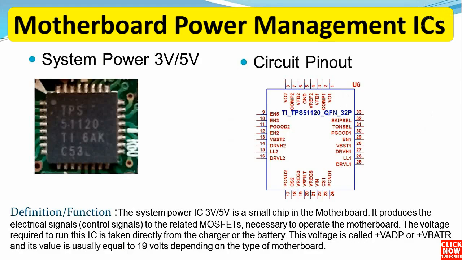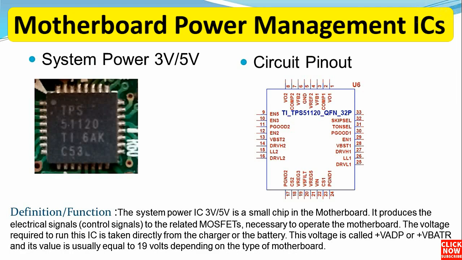Now we're going to see the second IC, the system power 3-volt, 5-volt. The model of this IC is TPS51120. This is the rail IC in the motherboard, and over here we have the circuit pinouts. As a definition, the system power IC 3-volt, 5-volt is a small chip in the motherboard.